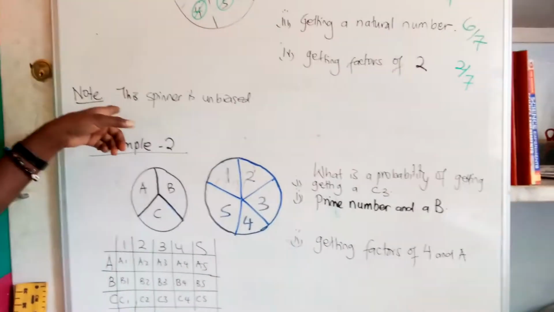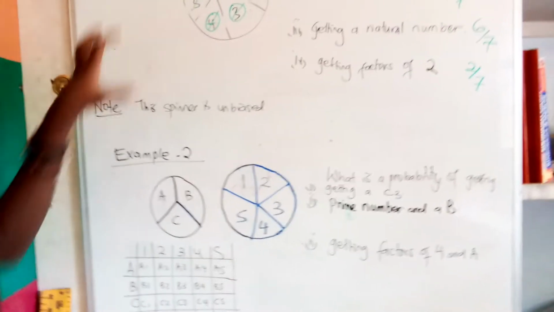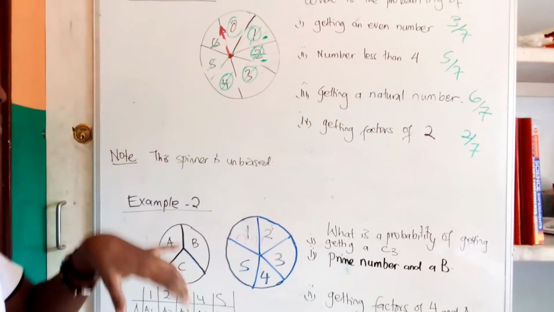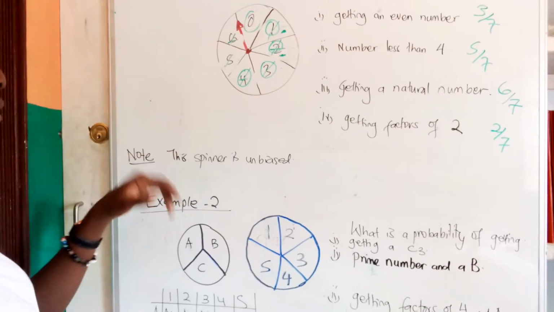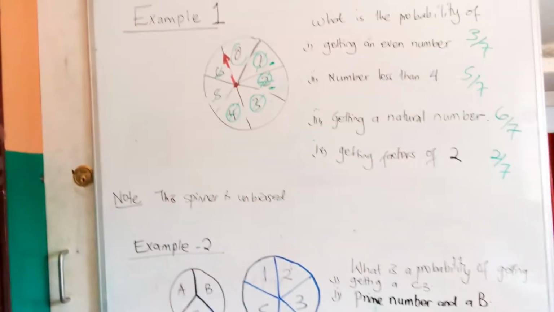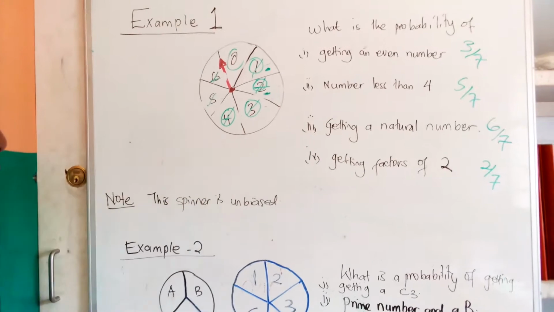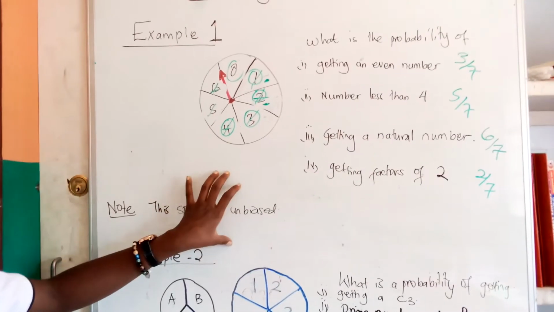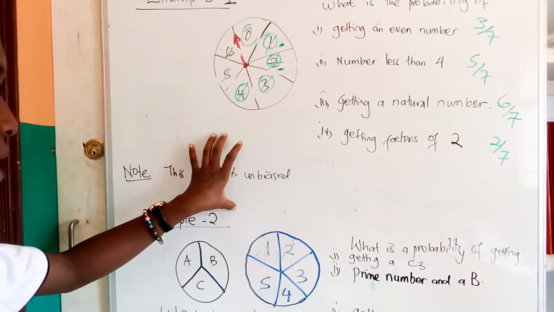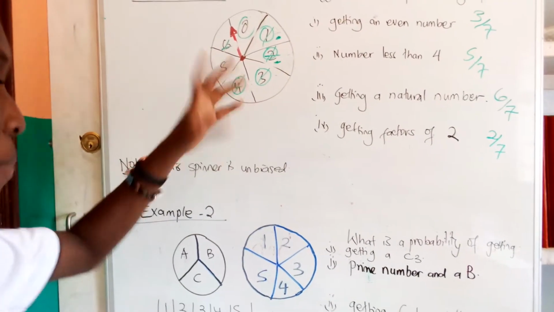Then this spinner is unbiased. In most cases, if they give you a word question and it is not highlighted whether it is biased or not biased, usually we take it to be unbiased for probability questions. But sometimes they will highlight and say that this is biased or unbiased. Biased is when we do not have equal chances of each appearing. Unbiased is when we have equal chances of each appearing.